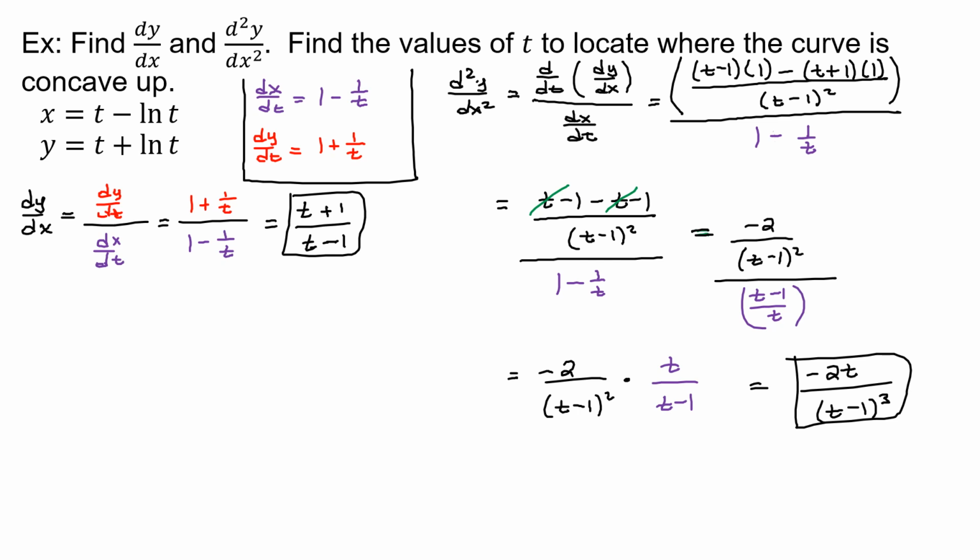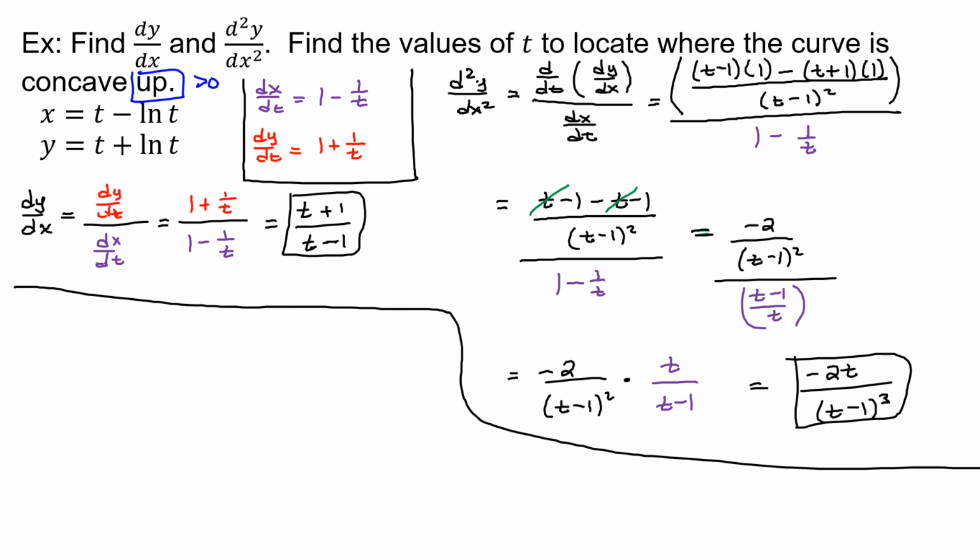From there, I want to know where it ends up being positive again. So concave up is greater than 0. Remember that. Concave down is less than 0. So I want to know where this second derivative, negative 2t over (t minus 1) cubed, is greater than 0.